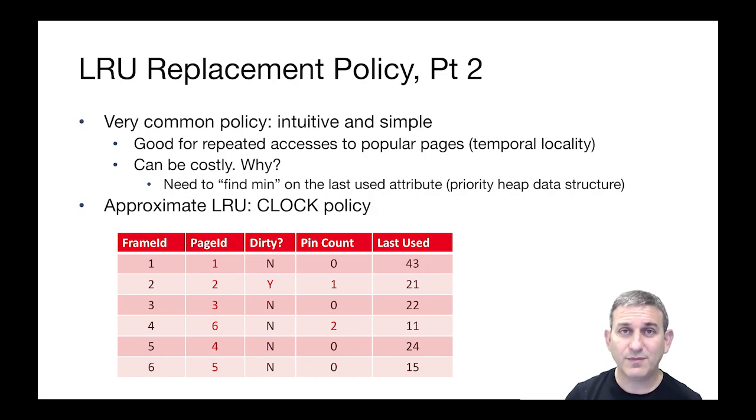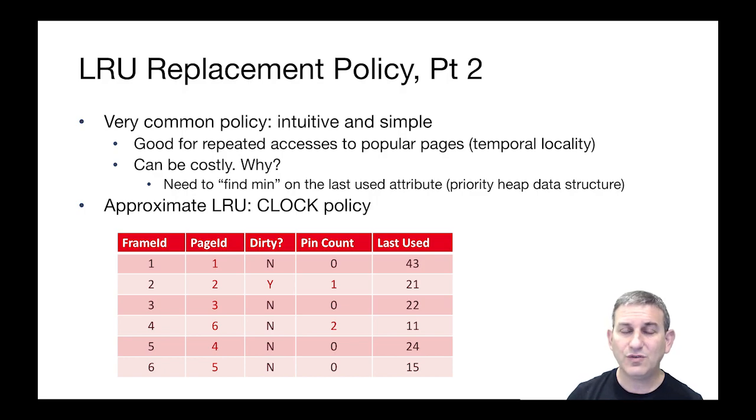LRU is an intuitive and simple policy, and so it's used quite commonly. And you can imagine that it works pretty well when you have access to popular pages that happen over and over. This is called temporal locality, locality in time, because you're hitting the same page nearby in time. And you can see why that would work. A popular page is going to be accessed recently. Some unpopular page was probably accessed a longer time ago, and so the unpopular pages are more likely to be replaced, but they're also the ones that you don't care about being as fast on, so that works out well.